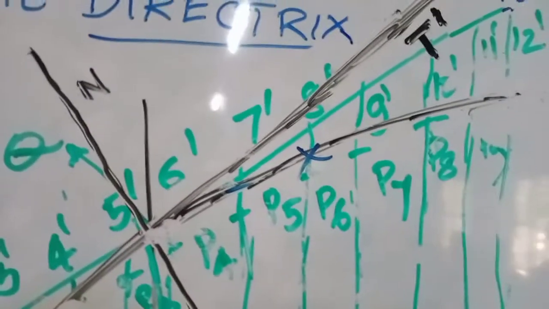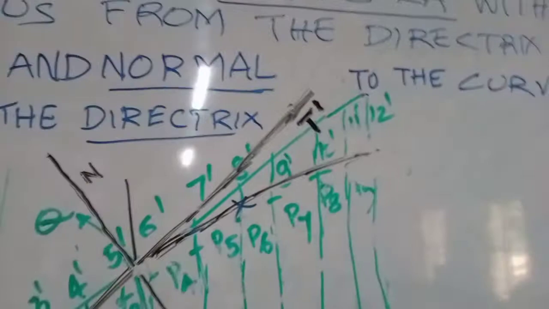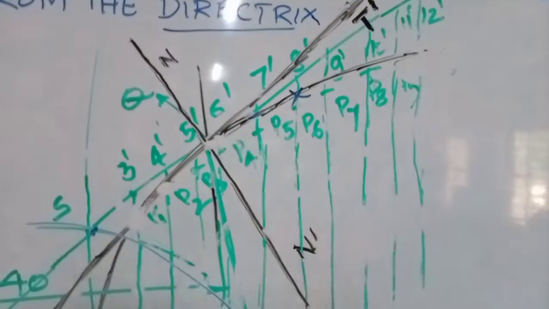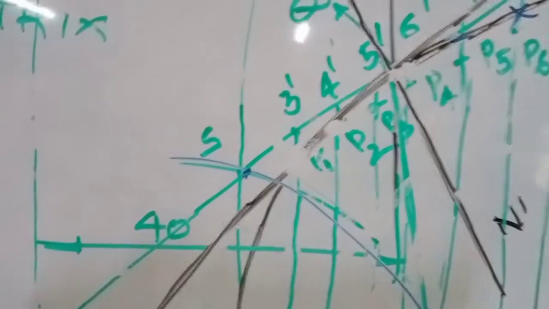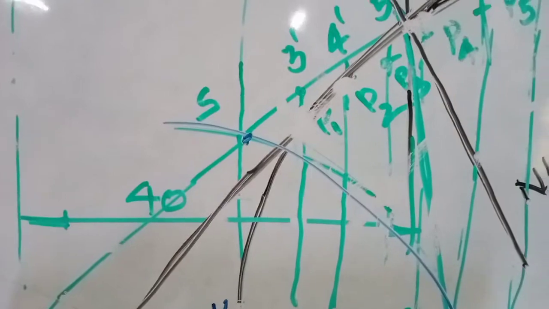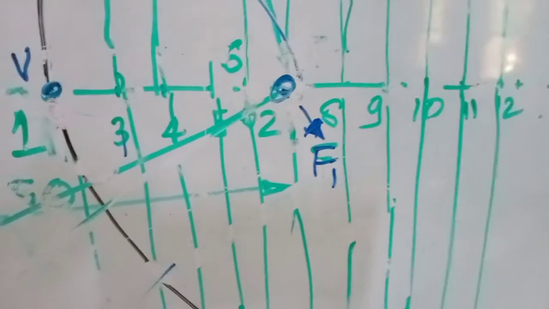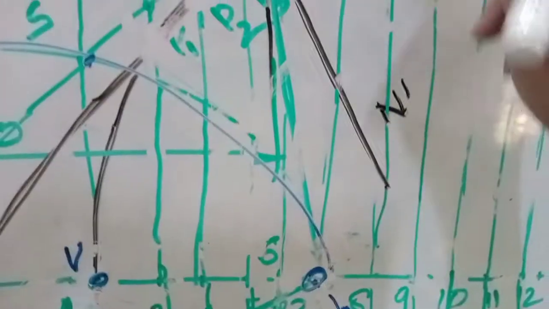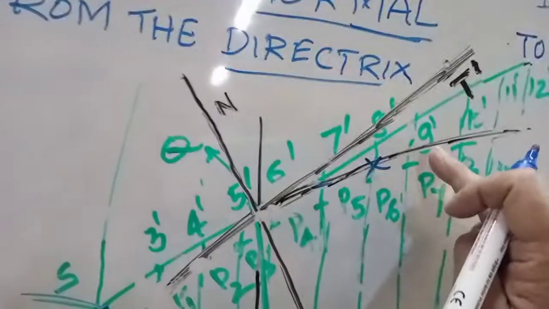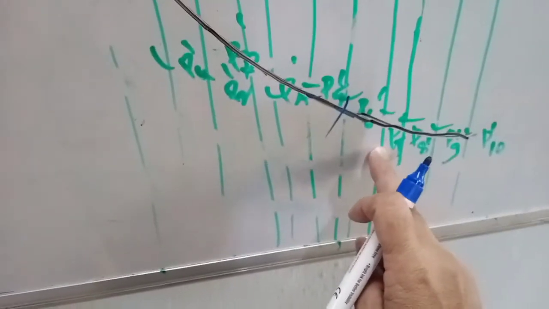Likewise, P7, how am I getting it? Take the length of this one, 9 to 9 dash length. Cut the same 9 to 9 dash length from F1, always from F1. This is the F point. You just cut from here, upper side and downside. Upper side I am marking as P7. Downside I am marking as P7 dash.